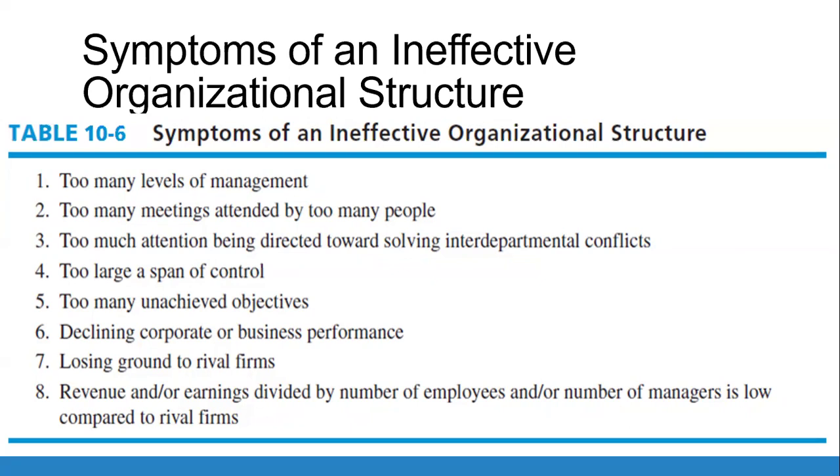So, what are some of these symptoms? The first symptom is that there may be too many levels of management. Now, if you have several levels or layers of management, what that means is that things that could have been quickly discussed and quickly led to a decision will require all these levels of management to be exhausted before a finality can be achieved.